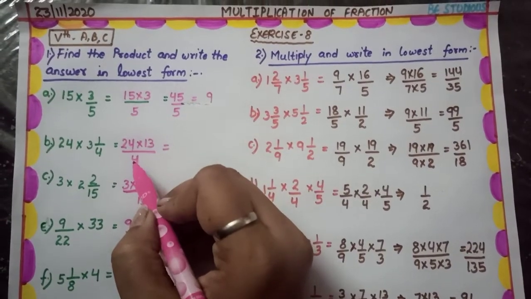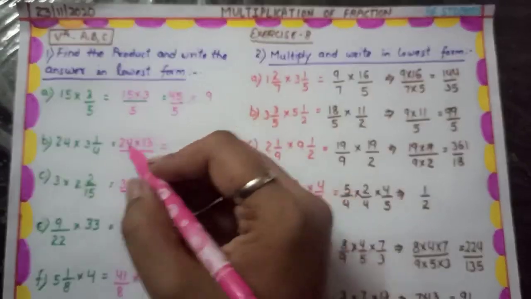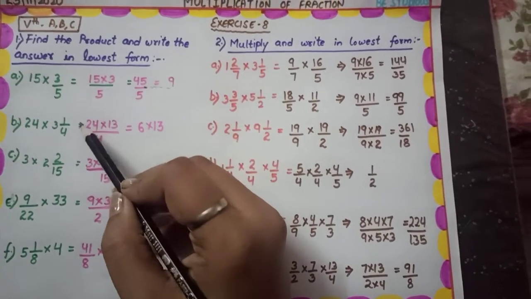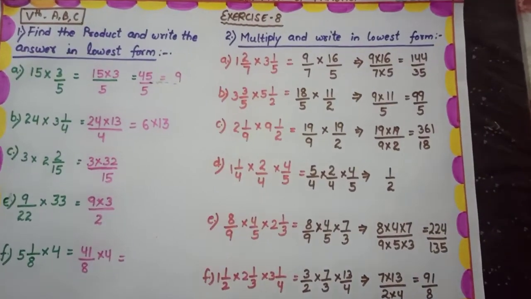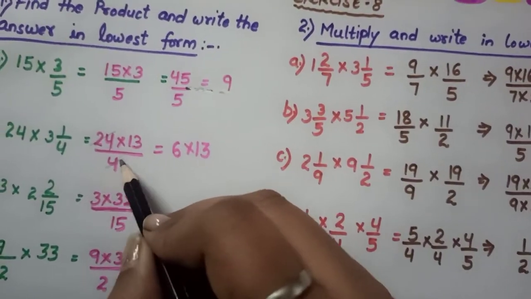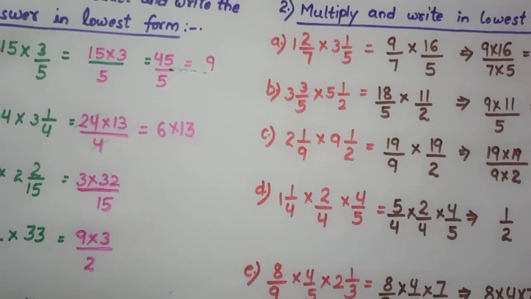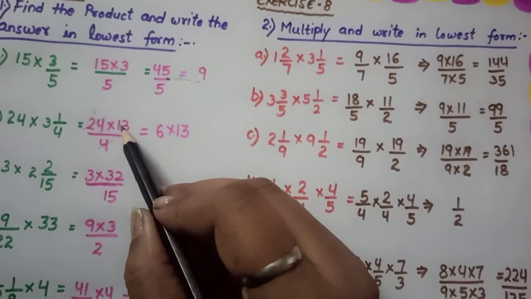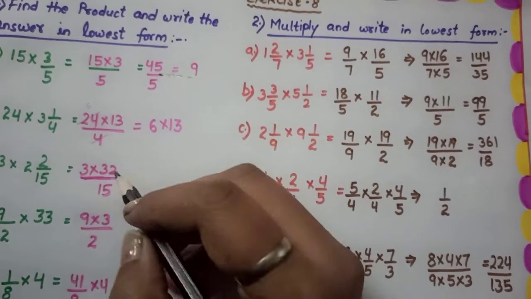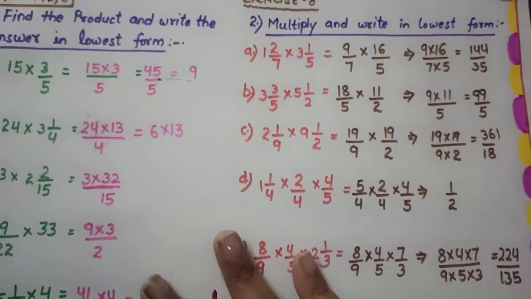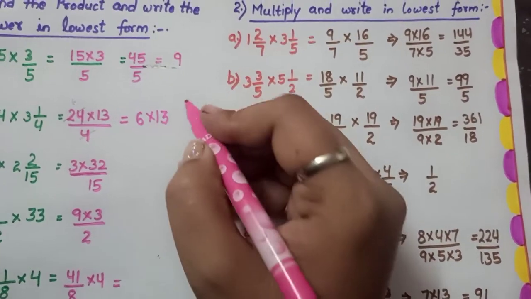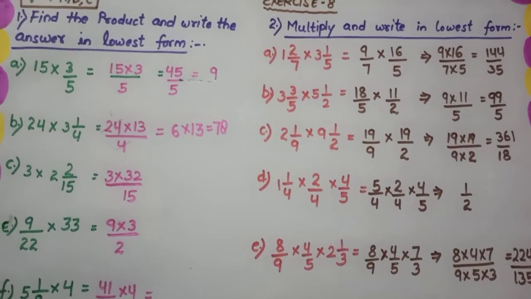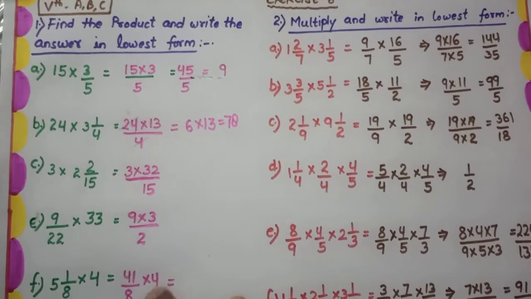Okay, because we have 4 6s are 24. So this is how I can just place this mark of division. Just a simple cut over here and here as well. Now 4 6s are 24 and we have 13 as it is over here. Now we need to multiply these two numbers. 6 multiplied by 13 will give us 78. Okay, is it clear to you all students?